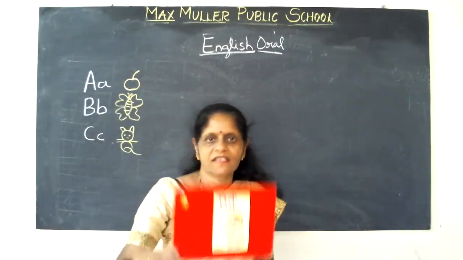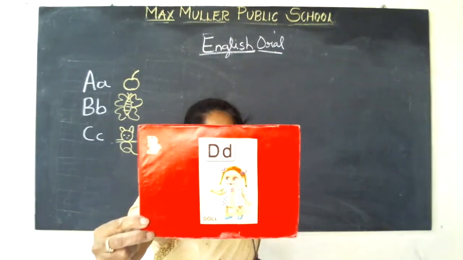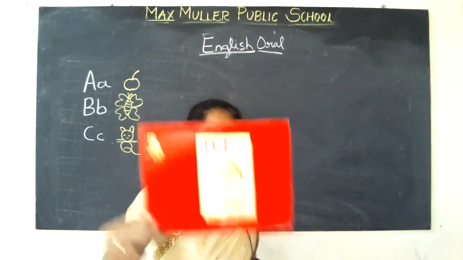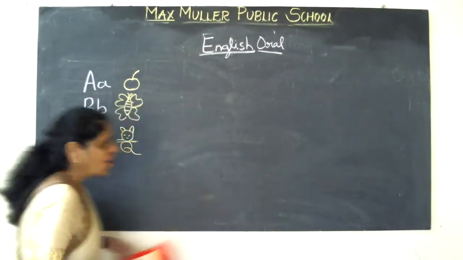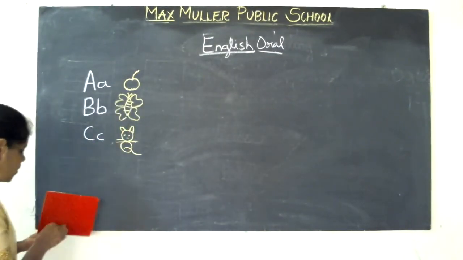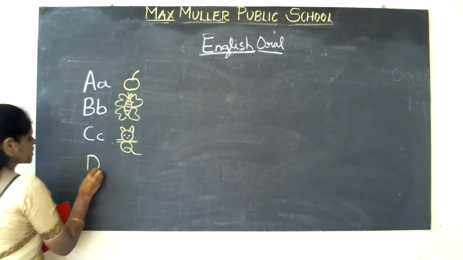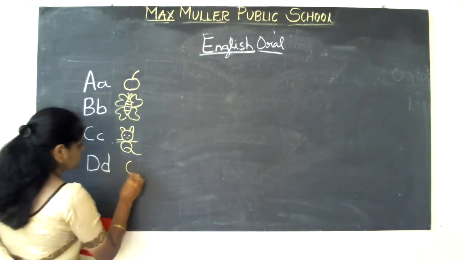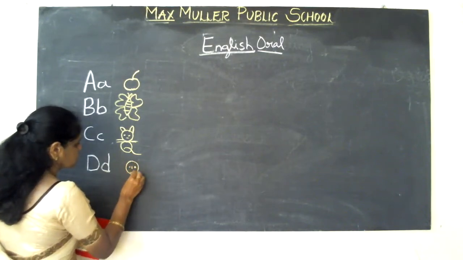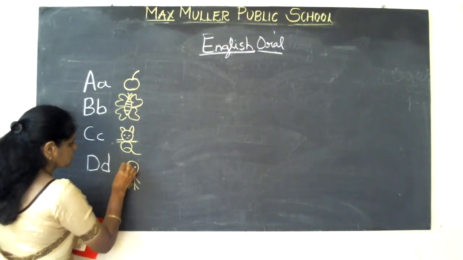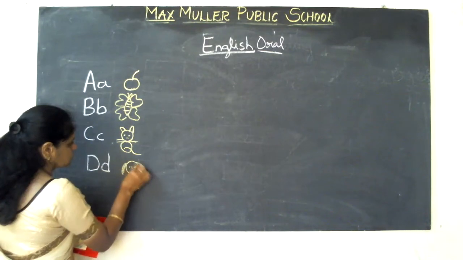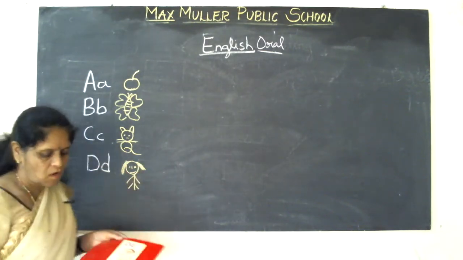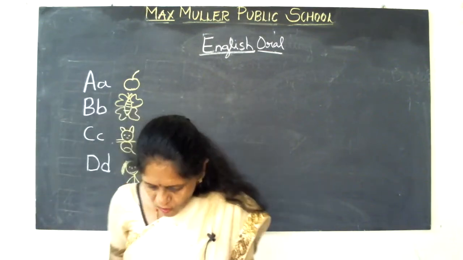What letter is this? Capital D, small d. D for doll. Yes. D for doll.